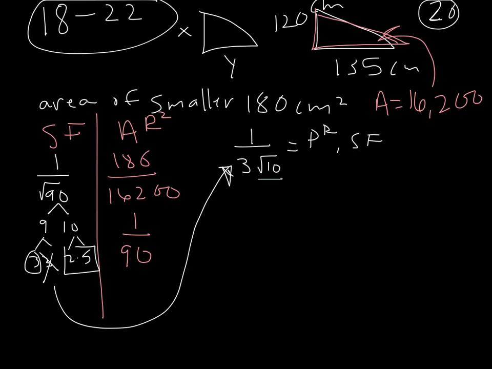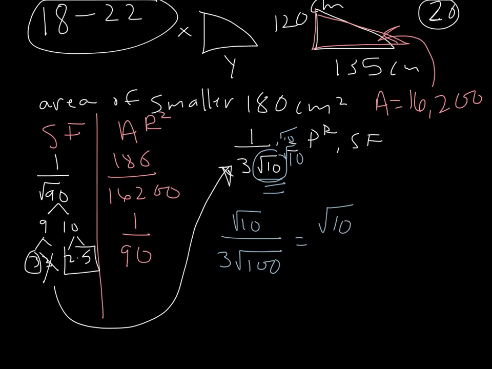So remember, you have to get rid of this on the bottom. This is going back to that algebra brief, the first thing we did. So I'm going to multiply it by the square root of 10 over the square root of 10. Because remember, whatever square root is on the bottom, that's what you want to multiply by. So I'm going to have the square root of 10 over 3 times the square root of 10, and the square root of 10 times the square root of 10 is the square root of 100. Square root of 100 is 10. So this becomes 3 times 10, which is 30. So this is my scale factor. And I get it, these are long.